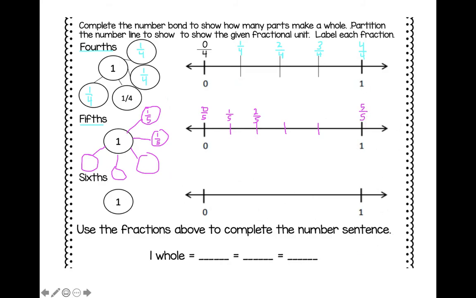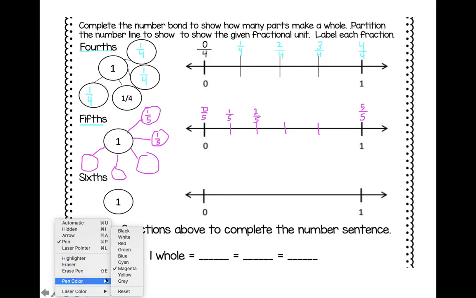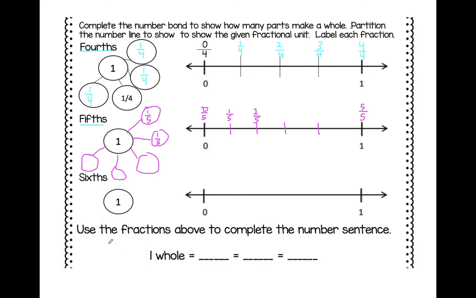Okay, now our very last one is showing us 6. So you're going to draw 6 spider legs coming out of your number bond. And inside of each of those, what do you think is going to go inside? It's going to be 1/6. And you're going to repeat that for all of the spider legs.